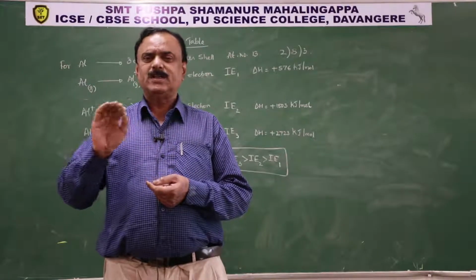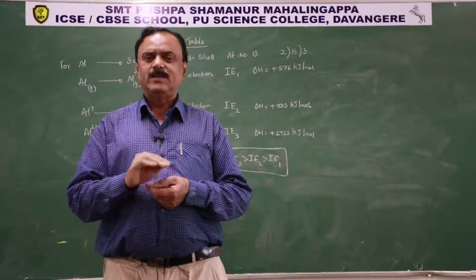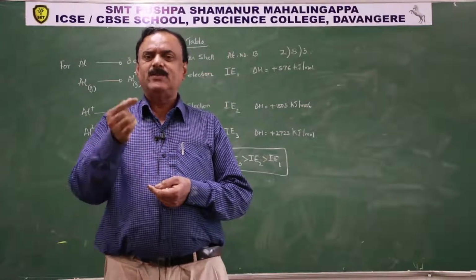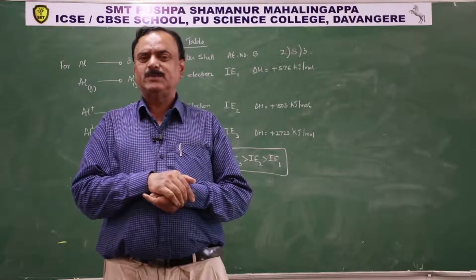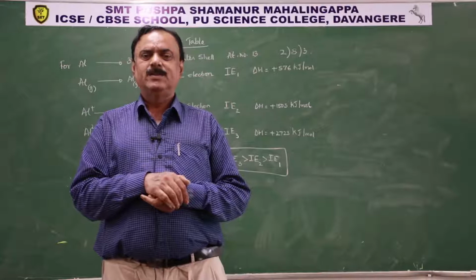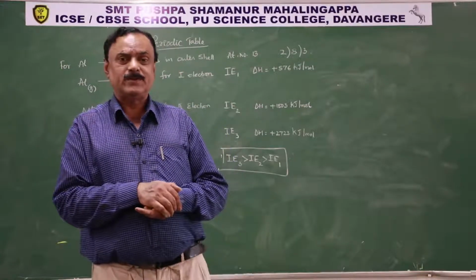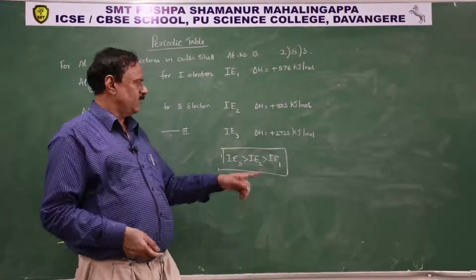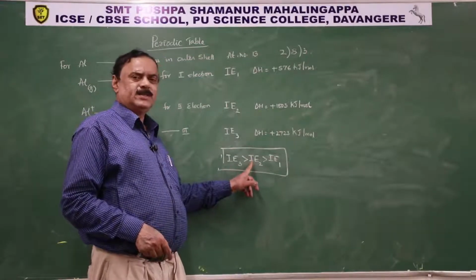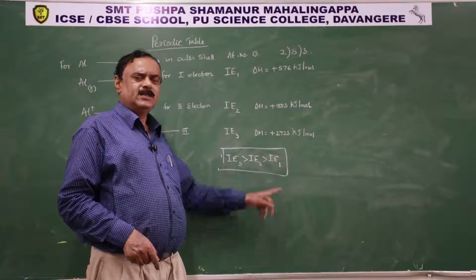When you remove an electron from the higher energy level, the remaining electrons in the higher energy level experience more attractive force towards the nucleus due to the increase in the nuclear force of attraction, and hence more energy is required. That is why third ionization energy is greater than the second ionization energy, and second ionization energy is greater than the first ionization energy.